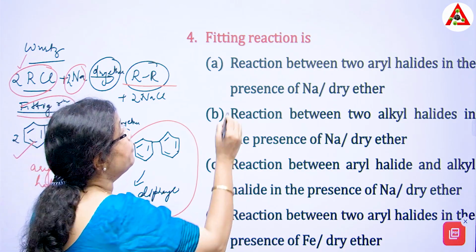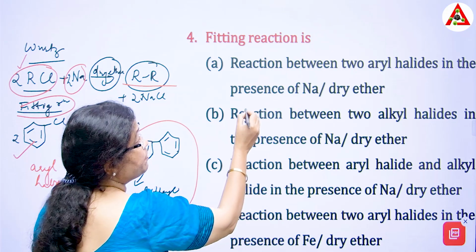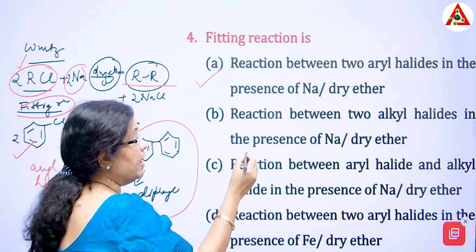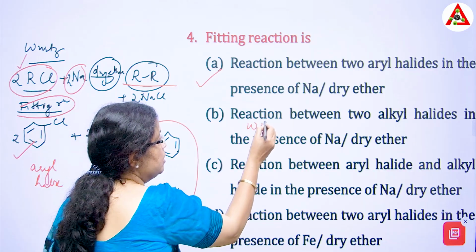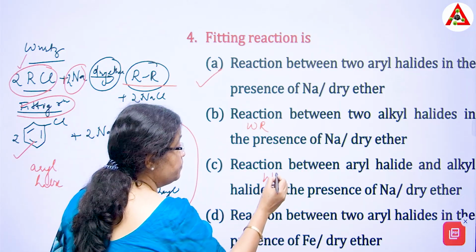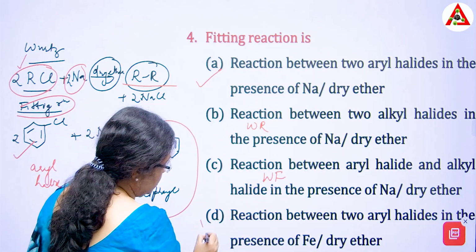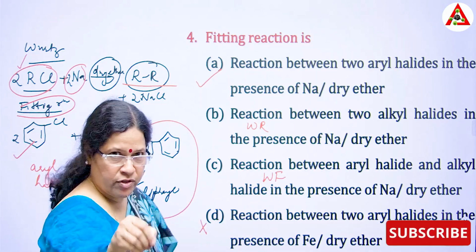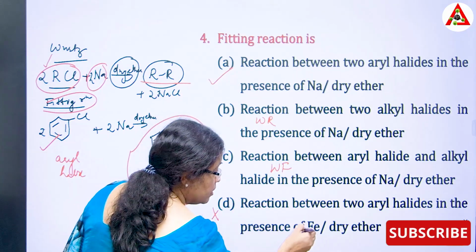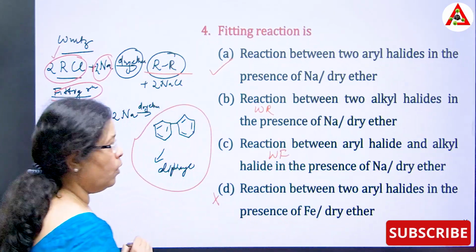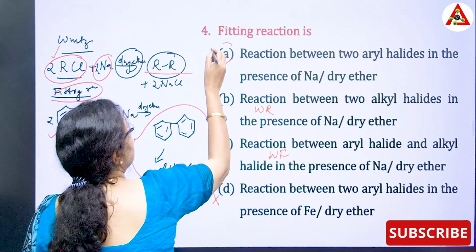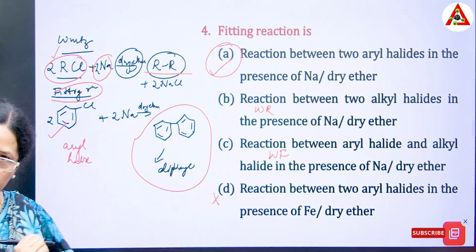See the options. Reaction between 2 aryl halides in the presence of sodium and dry ether, this is the correct option. Reaction between 2 alkyl halides is basically Wurtz reaction. Reaction between an alkyl halide and an aryl halide is Wurtz-Fittig reaction. Okay, but this is not any of the 3 because it is taking iron, which is not an active metal. Okay, which is not an active metal. So your answer will be A. Okay, followed.